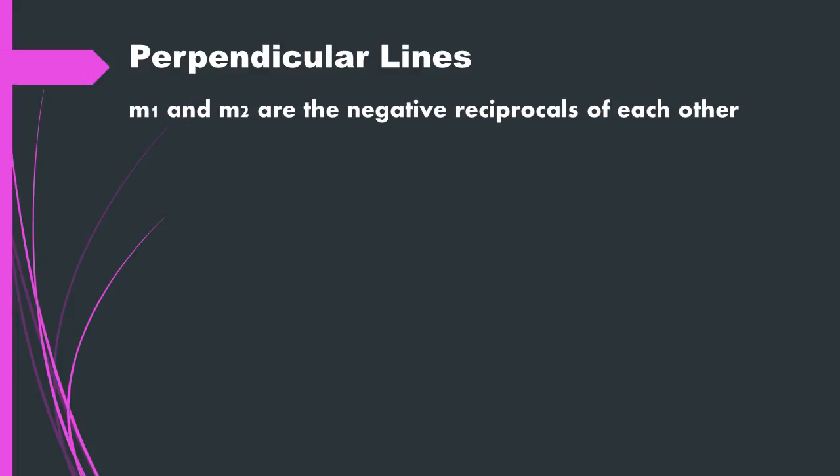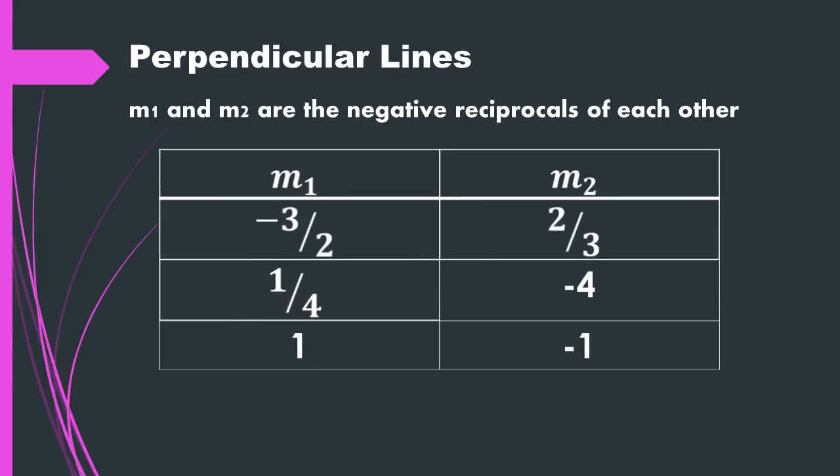For example, if we are given two lines, and the slope of the first line is negative 3/2, then the slope of the second line, which is perpendicular to that line, is 2/3, in which 2/3 is the negative reciprocal of negative 3/2. Another example, if the slope of the first line is 1/4, then the slope of the second line is negative 4. If M1 is 1, then M2 is negative 1. So now, let's proceed to the examples.